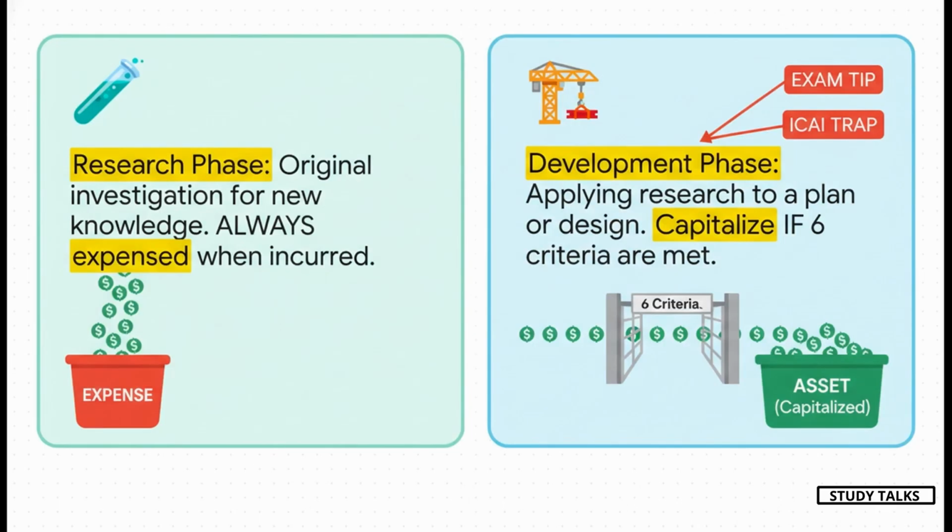Now this right here is a crucial distinction that ICAI loves to build questions around, the split between the research phase and the development phase. Think of research as the what-if stage, where you're just exploring and looking for new knowledge. Any money you spend here is always an expense, no exceptions. Development is what comes next. It's when you take those research findings and start building an actual plan or a prototype. Here, you might be able to capitalize the costs, but only if you meet some very, very strict conditions.